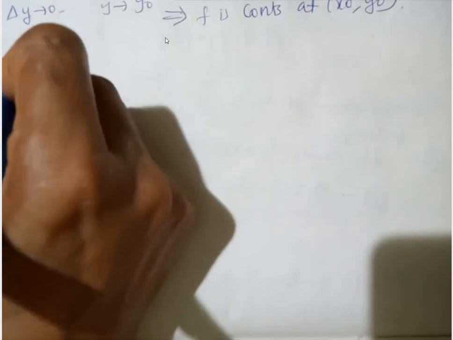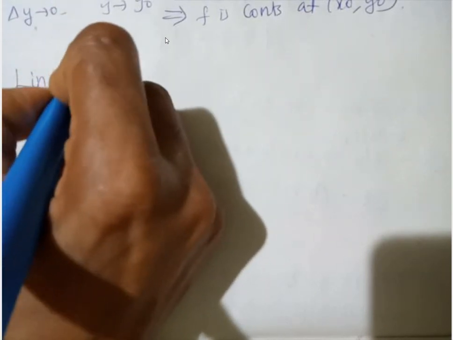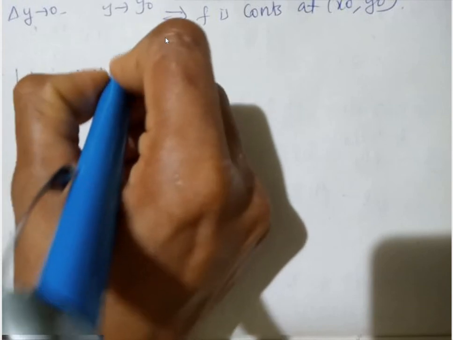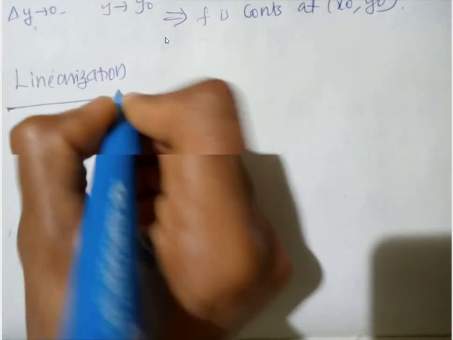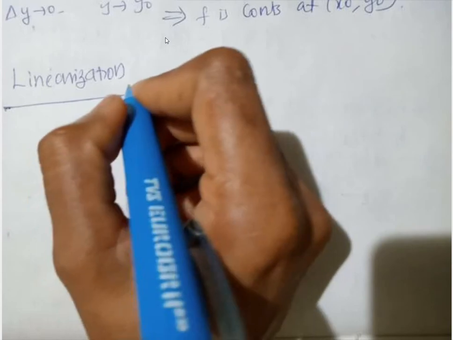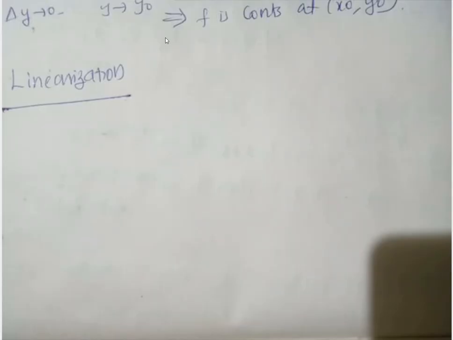Next, we are going to define the term linearization: linearization of a function of two variables. So, how do we linearize a function of two variables? A function of two variables can be complicated. In order to eliminate this complication, sometimes we need to replace it with a simpler one. For that purpose, we are going to linearize a function of two variables.